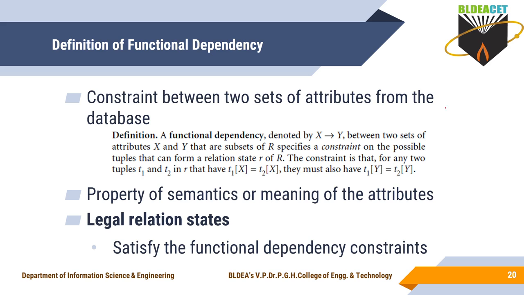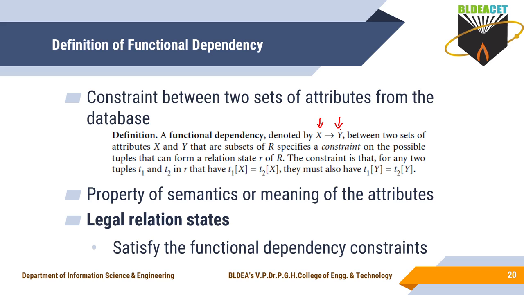So now you may have the question, why do we go for this? It's very simple. If you know the X value, with the help of this X attribute, you can determine what the Y values are. So this is very simple. If I know your USN number, with the help of that USN number, I can extract all the remaining attribute values of that particular tuple.